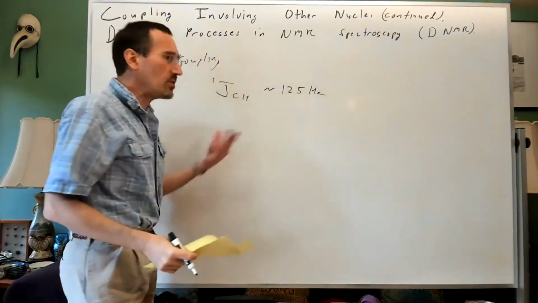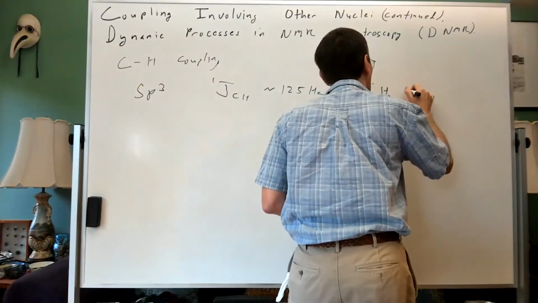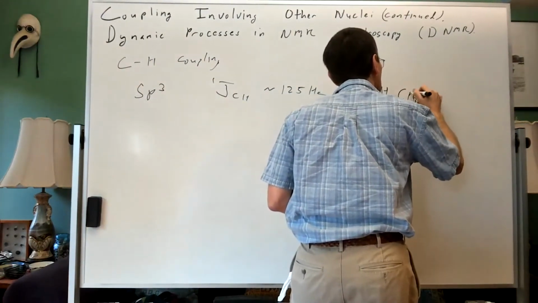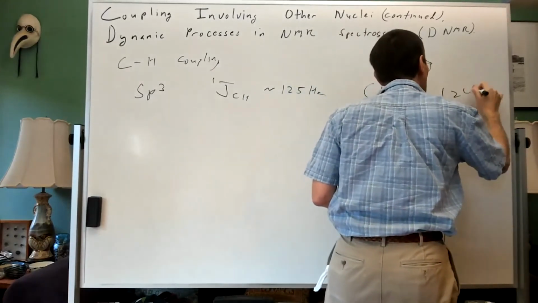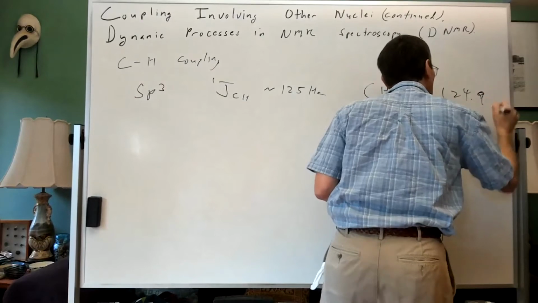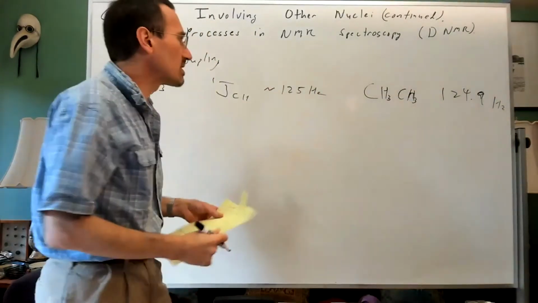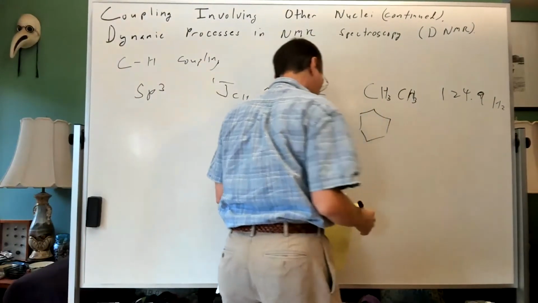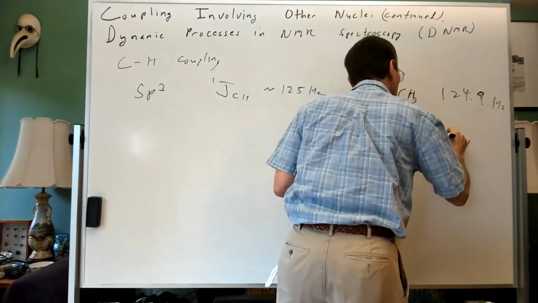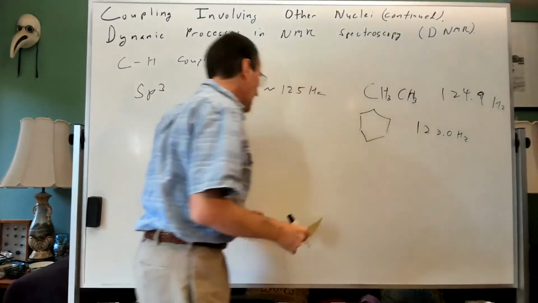In other words, if you have, say, ethane, your J, and this is from a table in Silverstein that I gave you in the handout, your J is about 124.9 hertz, right about 125 hertz. Cyclohexane, these are all examples of sp3 carbons, 123.0 hertz. All of this is in the table.